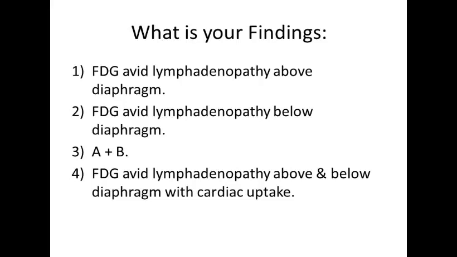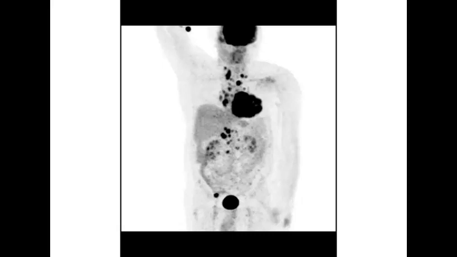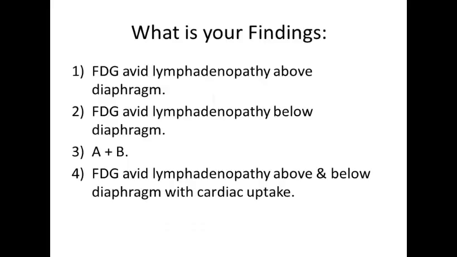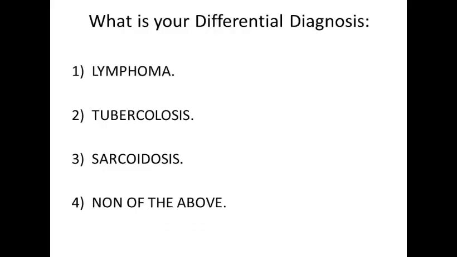Can we start now, please? Okay, good. This is the image again. Next question, what's your differential diagnosis? Lymphoma, tuberculosis, sarcoidosis, none of the above.